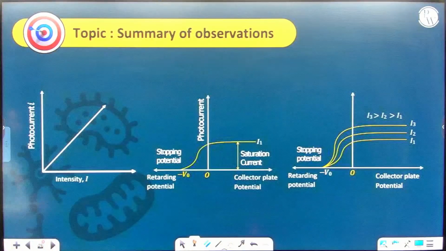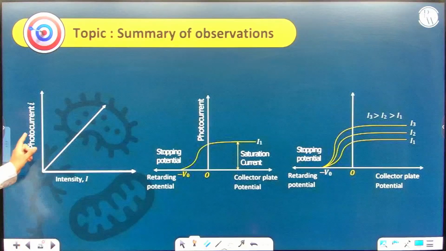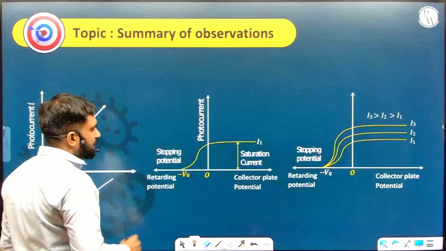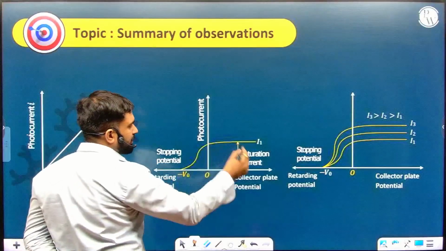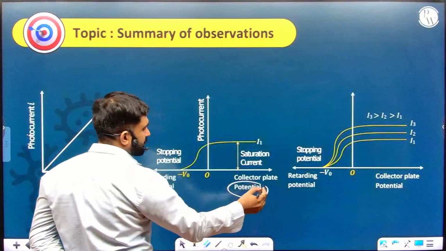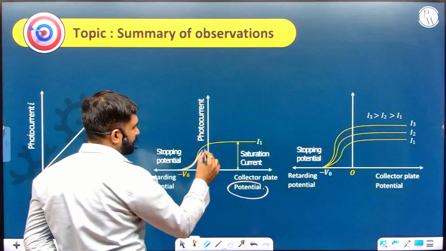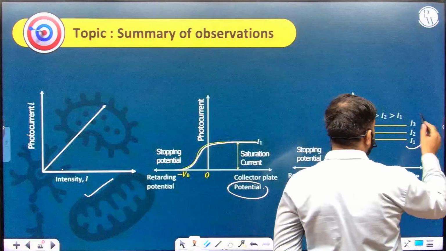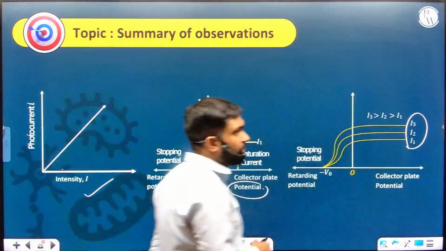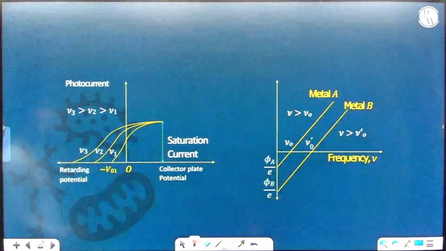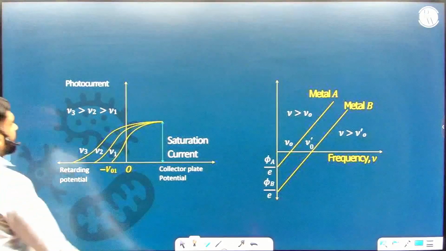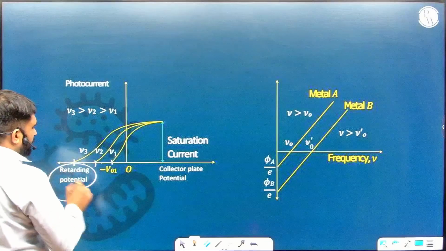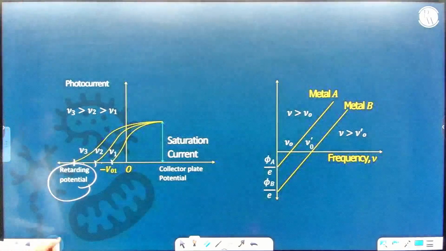Summary of the photoelectric emission. So we have seen the photocurrent is directly proportional to the intensity. First thing, the photocurrent versus the collector plate potential. So this is the graph. Then the dependency of intensity on the photocurrent or the saturation current. Then the last thing, the dependency of frequency on the stopping potential or the retarding potential.